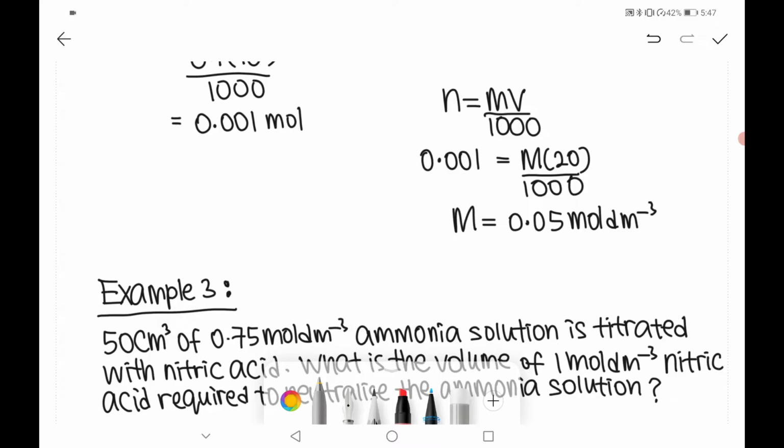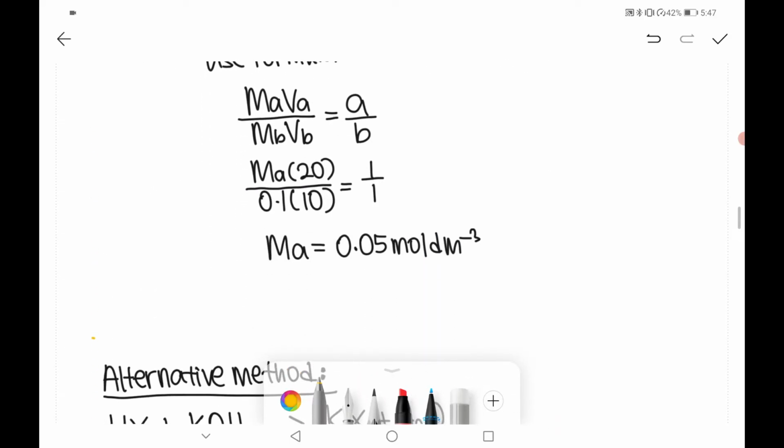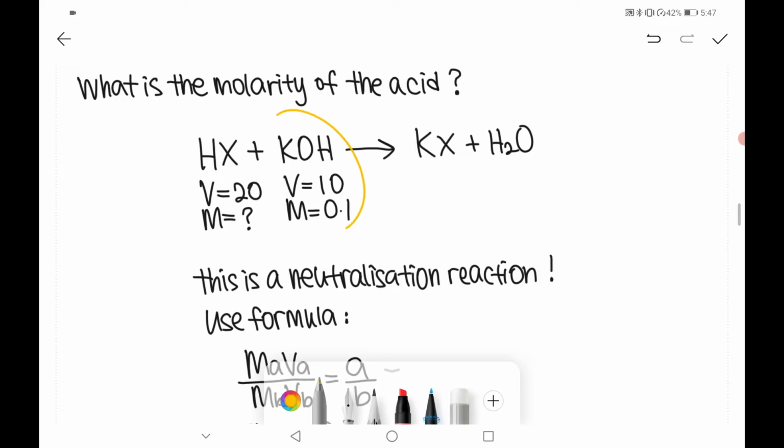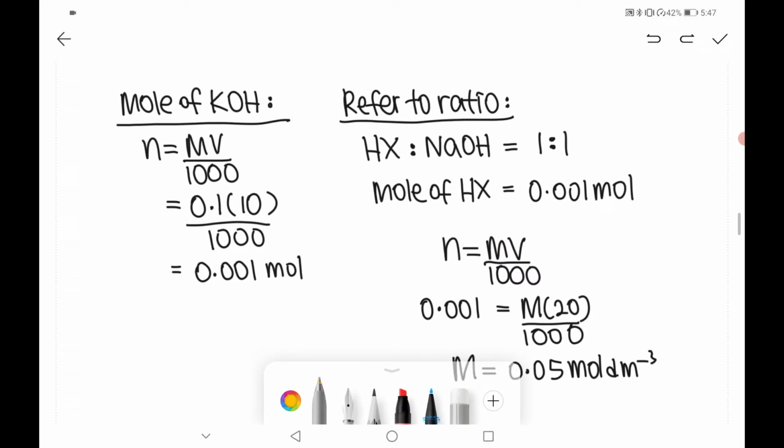So we have two methods to solve it. You can use MAVA over MBVB equal to a over b, or you can use n equal to MV over 1000 to find the mole of the alkali first. Then you use the ratio to find the mole of the acid. Once you find the mole of the acid, you use n equal to MV over 1000, put in the mole value and the volume, and then you find the molarity. It depends on which method you feel more comfortable with. In SPM, both methods are okay.